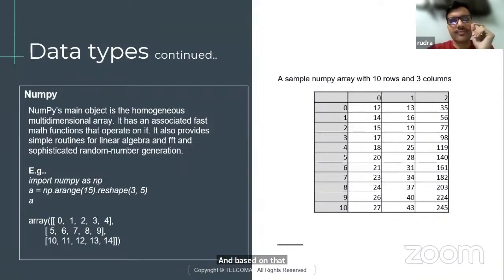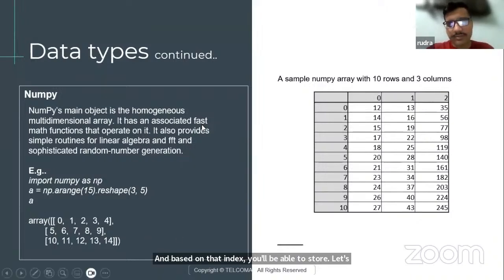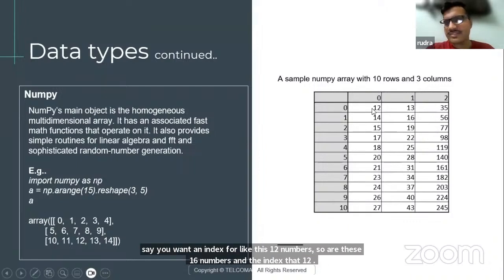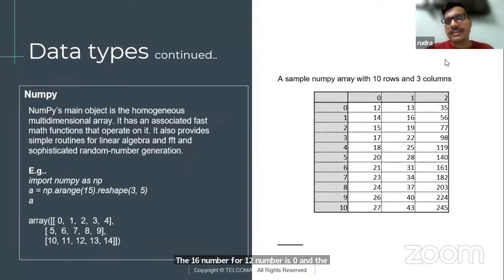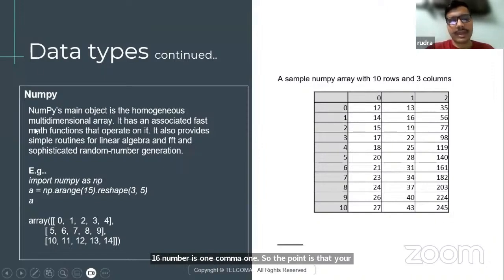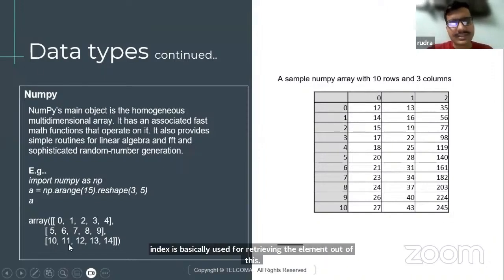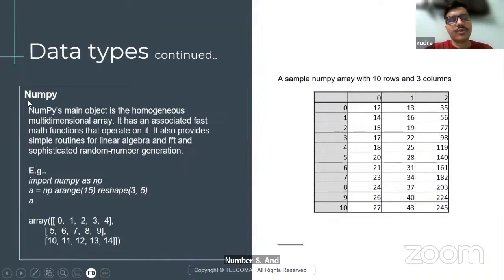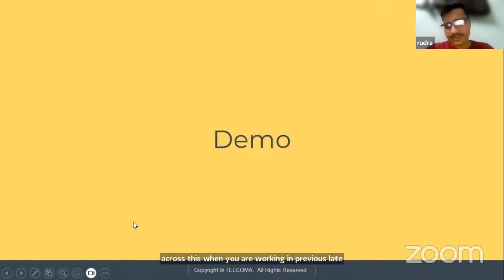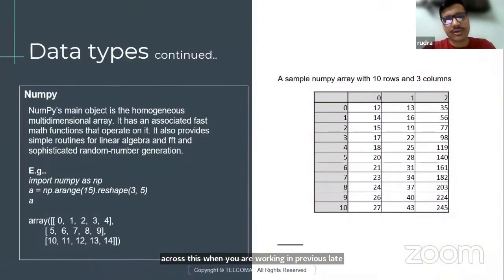Let's say you want the index for this 12 number, or this 16 number. The index for the number 12 is 0, 0, and the index for the number 16 is 1, 1. So the point is that your index is basically used for retrieving an element out of this NumPy array. Nothing complex. You might have already come across this in previous languages: what is an array, what are the different types of arrays, what is a one-dimensional array, an n-dimensional array, a two-dimensional array. That is already in your knowledge.